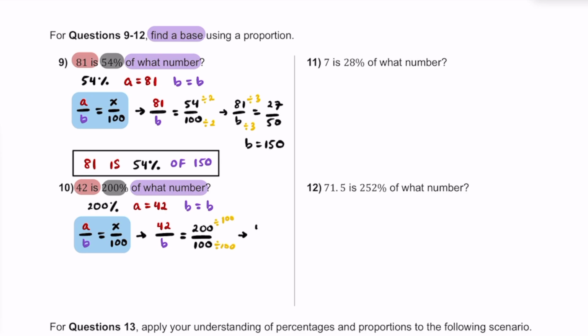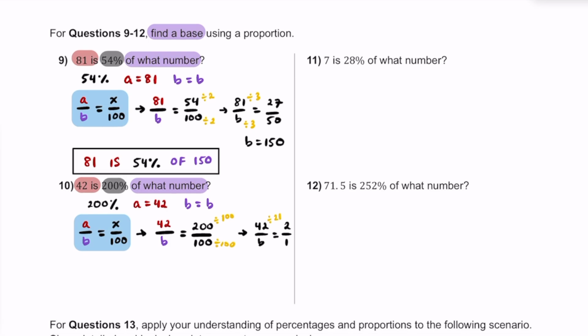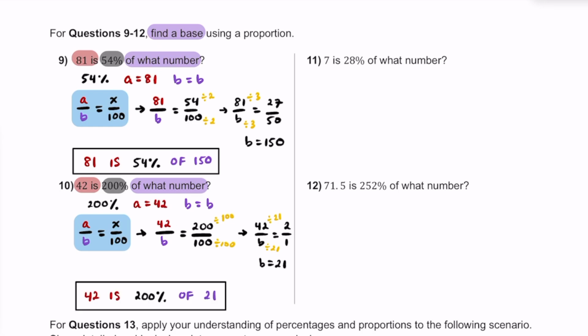So if we simplify, we're going to have 42 to B is really the same thing as a 2-to-1 ratio here. And so this is nice because we can say, well, 42 divided by 21 is equal to 2, because 2 times 21 is 42. So B divided by 21 is equal to 1. Now if that's true, that means that 1 times 21 is equal to B. So B must be equal to 21. And so we can say here that 42 is 200% of 21. And hopefully that makes sense because 100% of this 21 would just be 21. So 200% of 21 would just be doubling it. And that's where the 42 comes from.